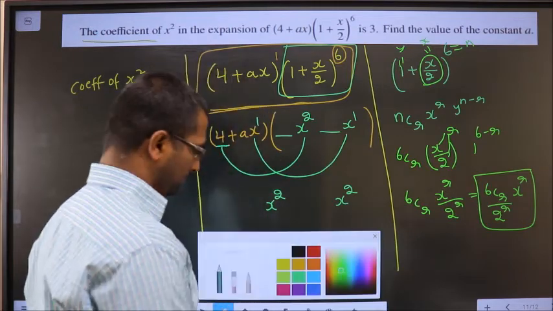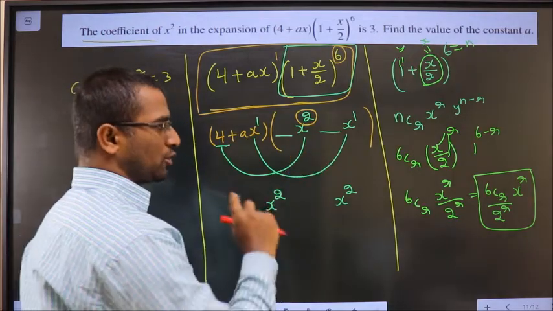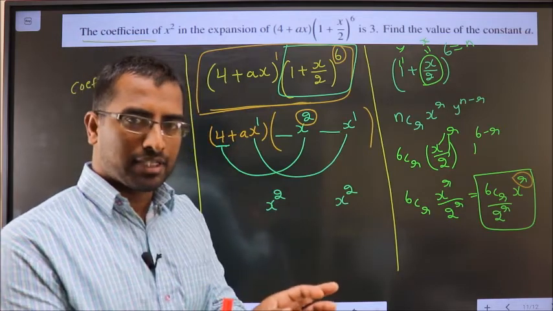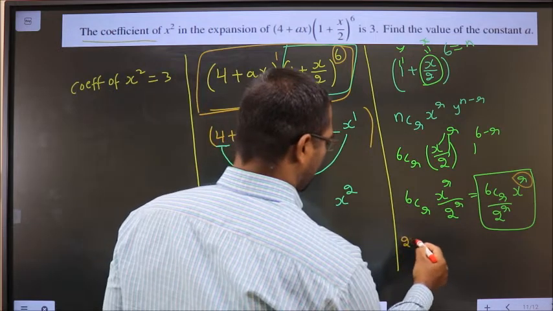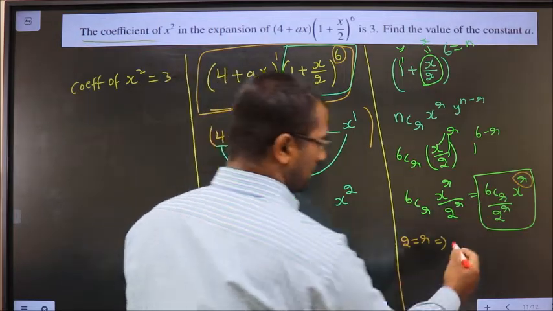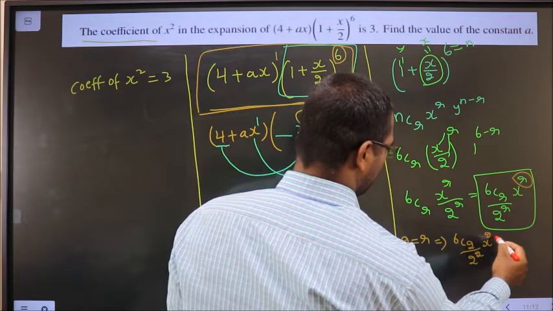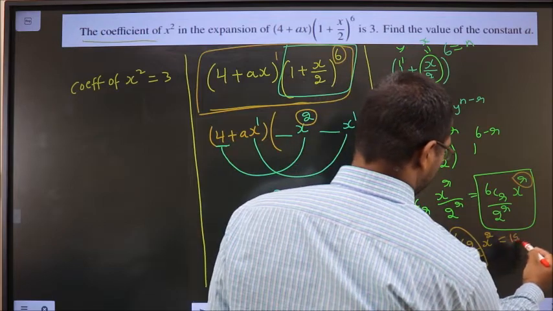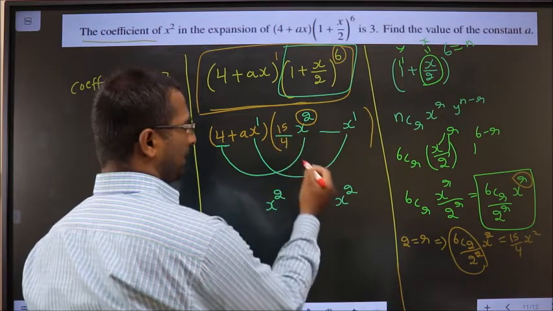Now, I need the x square coefficient, so power on x is 2 and here power on x is r. Equate both the powers to get the value of r. So that will be 2 equal to r. So now, replace r equal to 2 in this. What will you get? 6C2 by 2 power 2 x power 2. So, if you put this in the calculator, you get 15 by 4 x square. So, the coefficient of x square is 15 by 4.